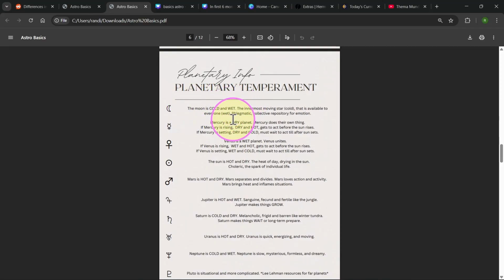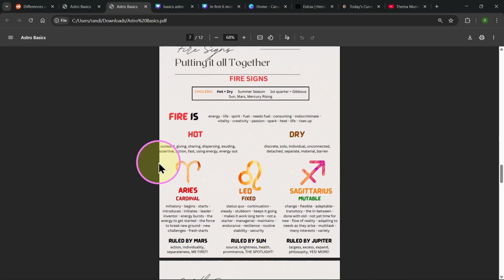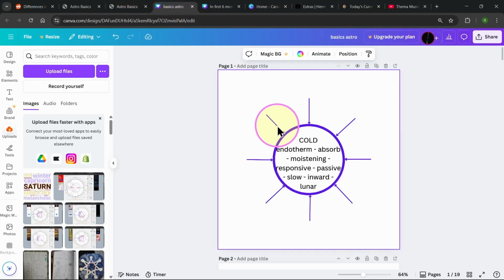So I won't go over this right now, but here's information about the basic qualities, the basic temperament of each planet. And you have a temperament as well. You can do calculations to figure out what your natural personality or natural natal temperament is. Okay? So we're not going to put it together. We're going to go over here.